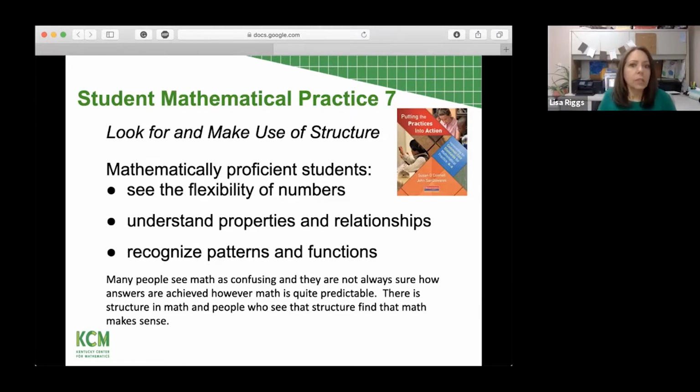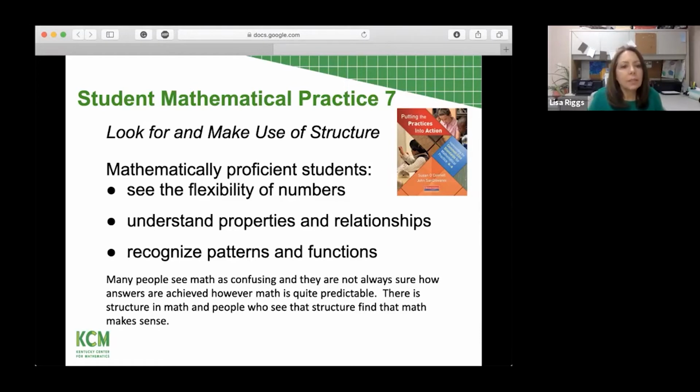And according to the Putting Practices into Action, there's structure in math, and people that see that structure find that math makes sense. And that is the first mathematical teaching practice. Students should know when math makes sense. It should make sense to them.